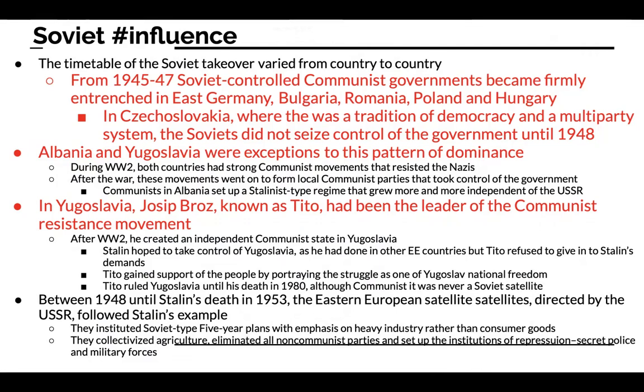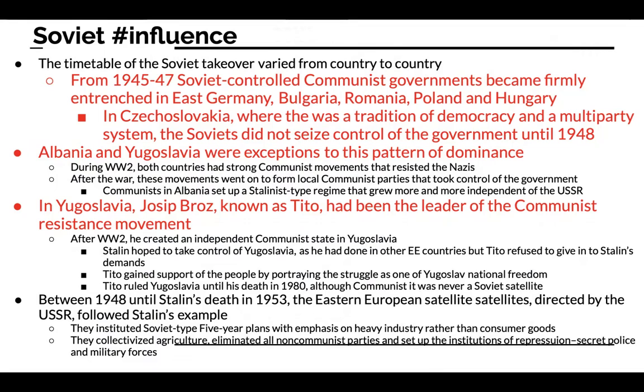Stalin had hoped to take control of Yugoslavia as he had once done in Eastern European countries, but Tito refused to give in to Stalin's demands. Tito gained support of the people by portraying the struggle as one of Yugoslav national freedom. Tito will rule Yugoslavia until his death in 1980. Although communist, it was never a Soviet satellite.